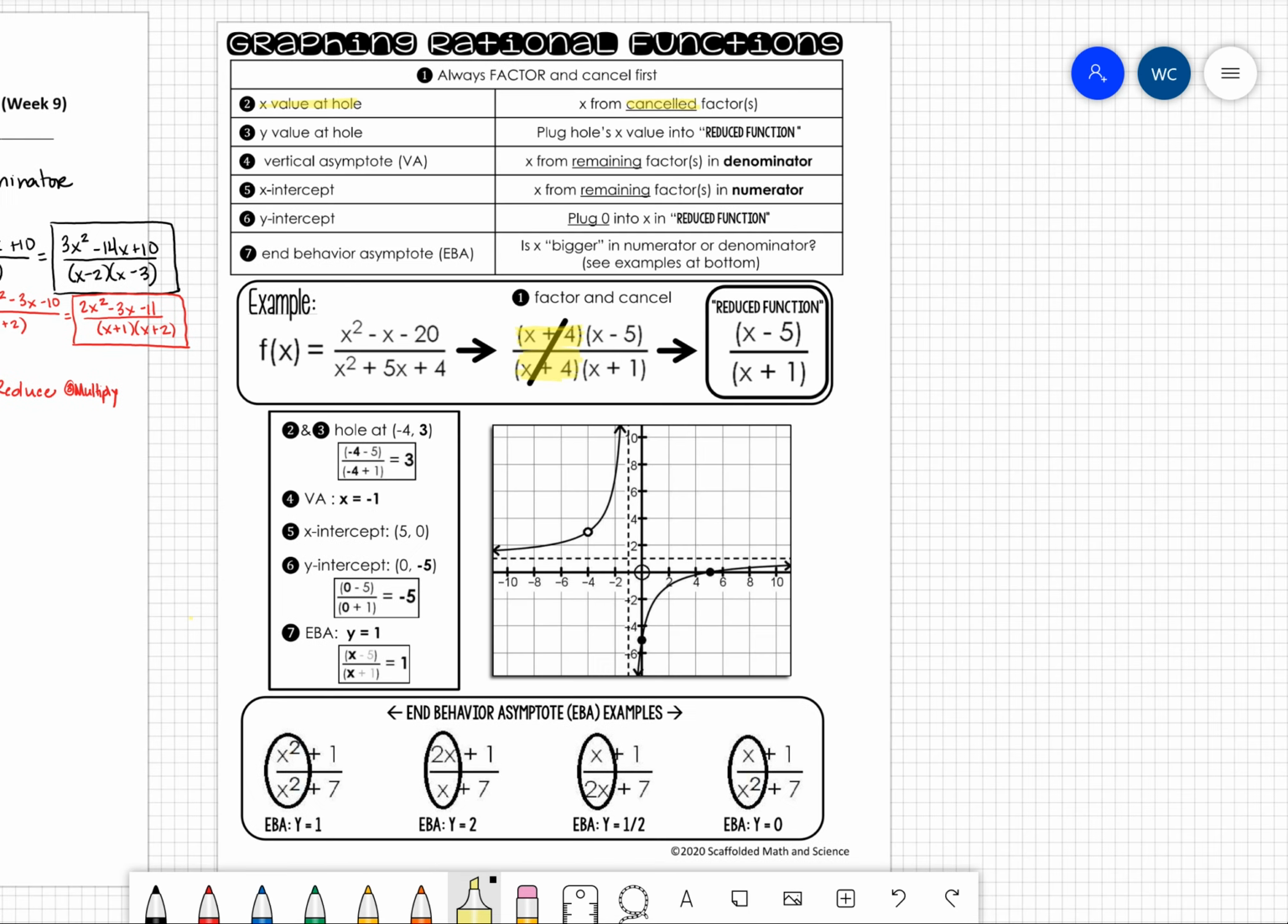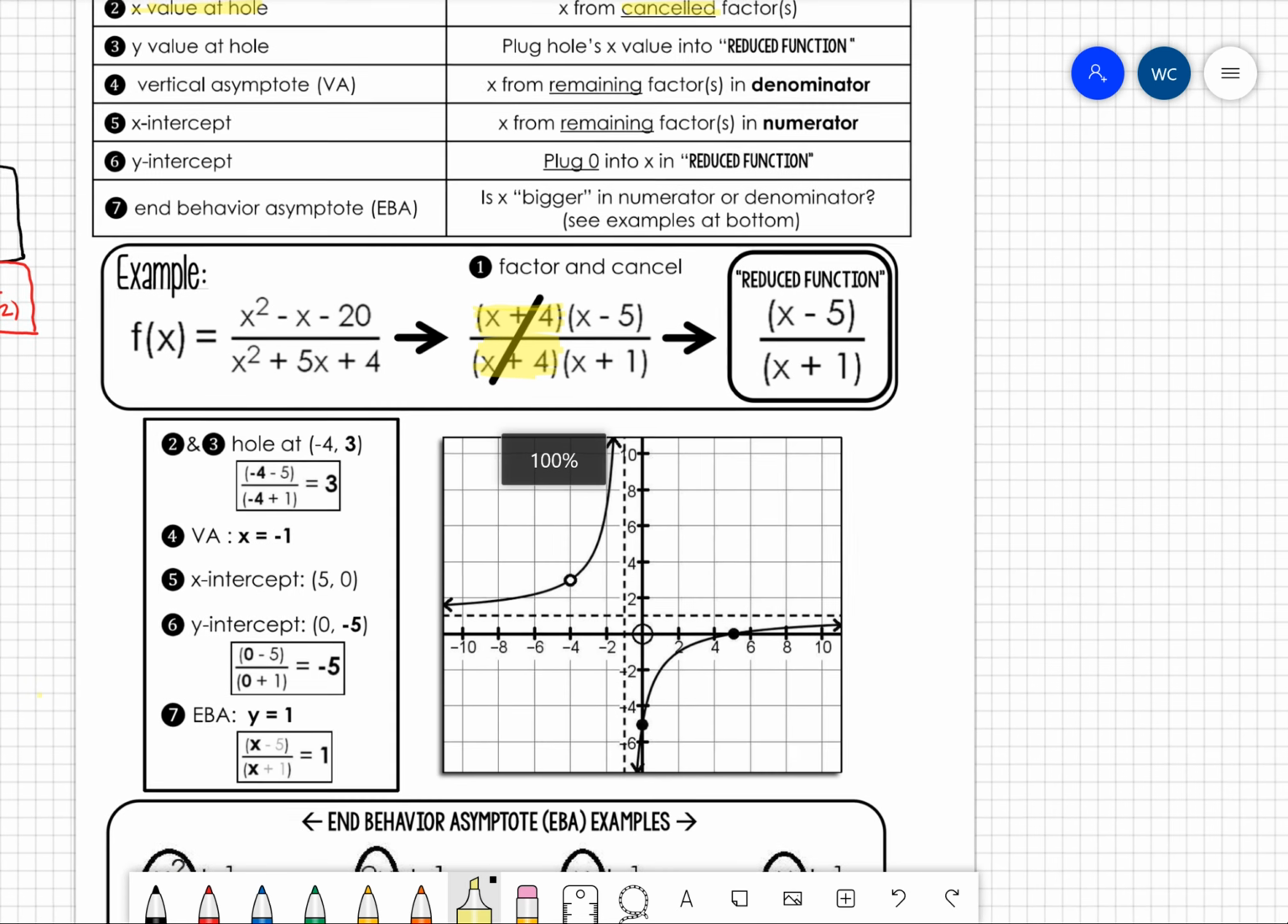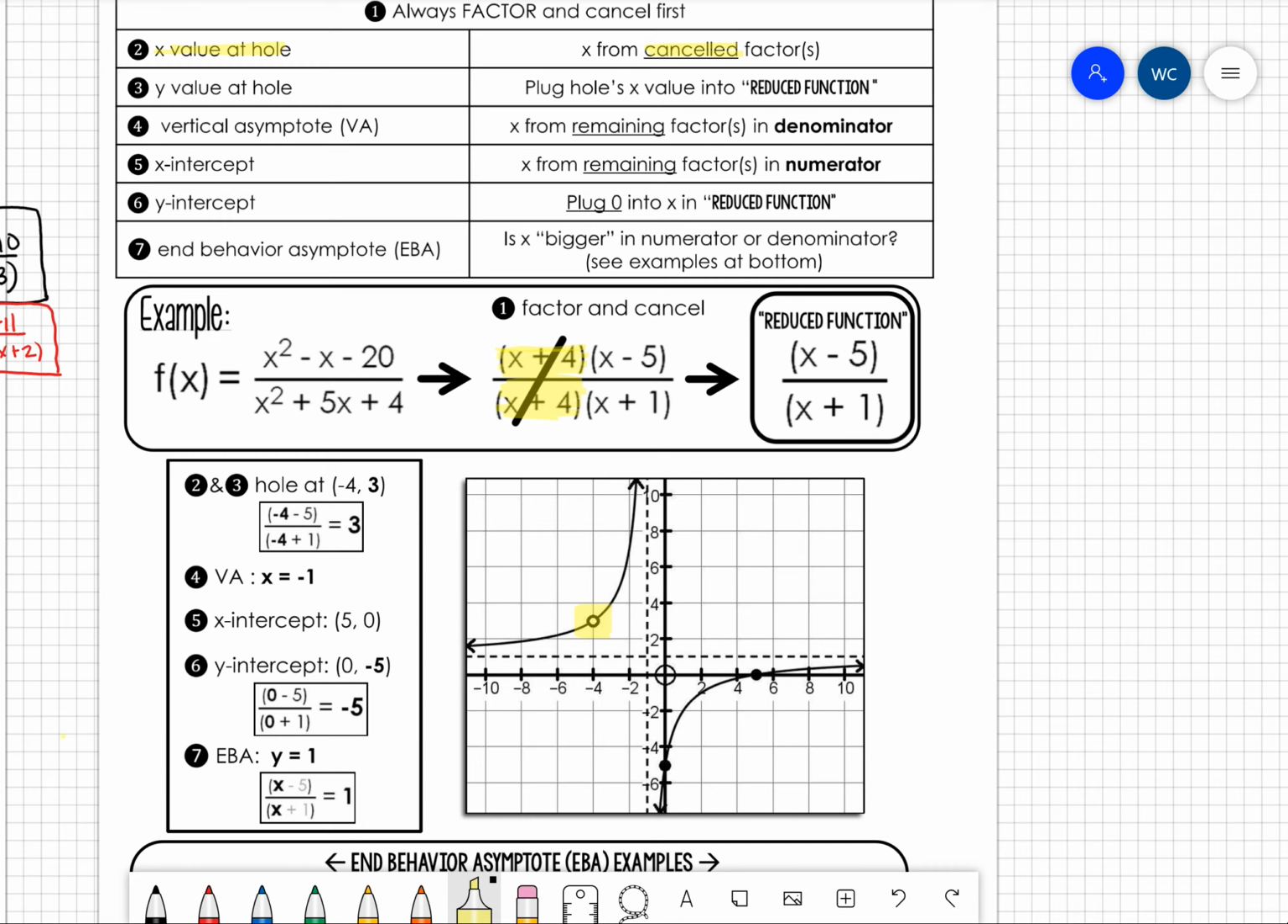Now, it is quite literally a hole on my graph. If you pay attention, I have a little yellow dot there. That is a physical hole in my graph where nothing occurs. Why? Because it canceled out.